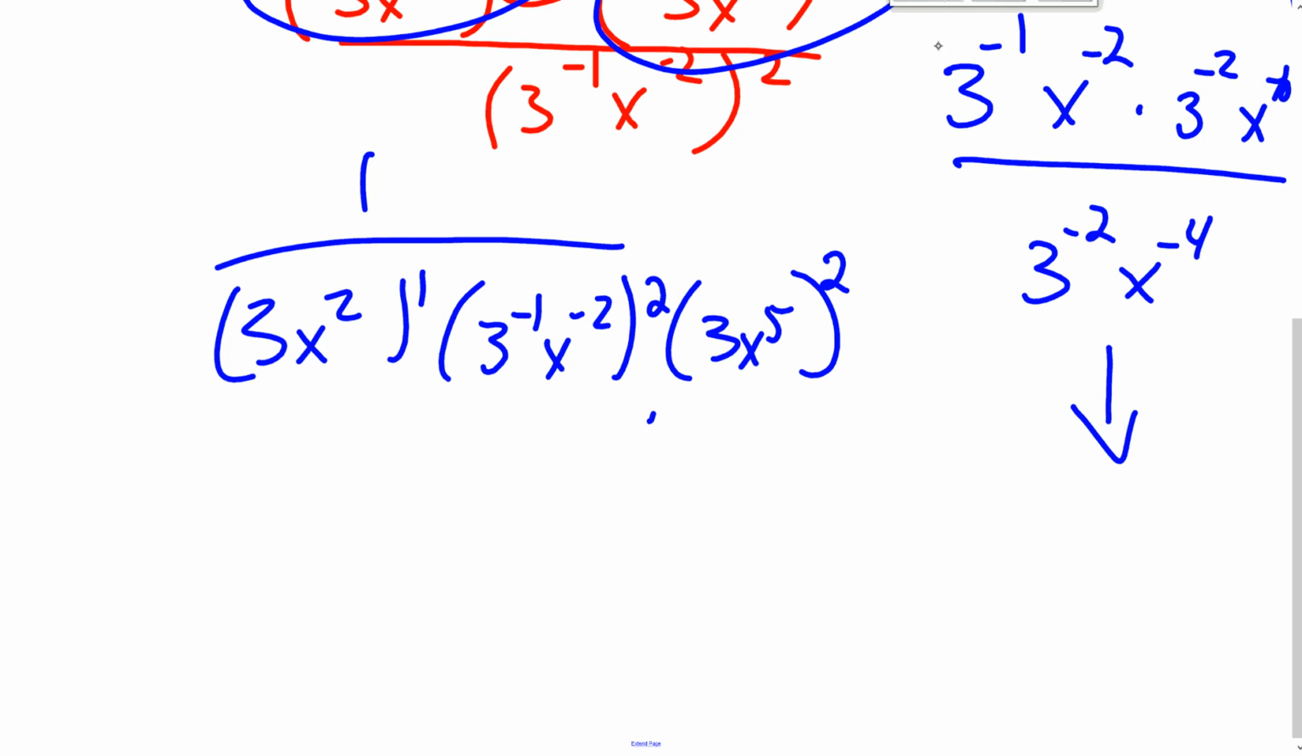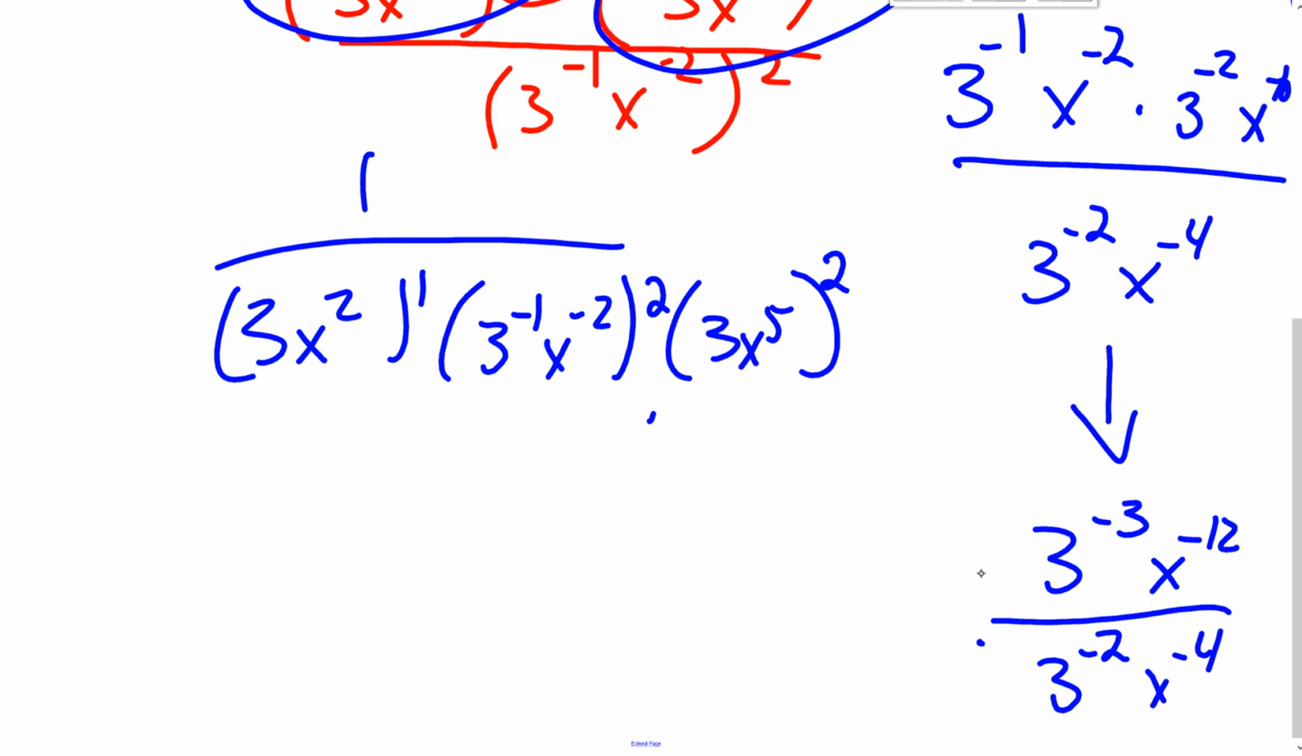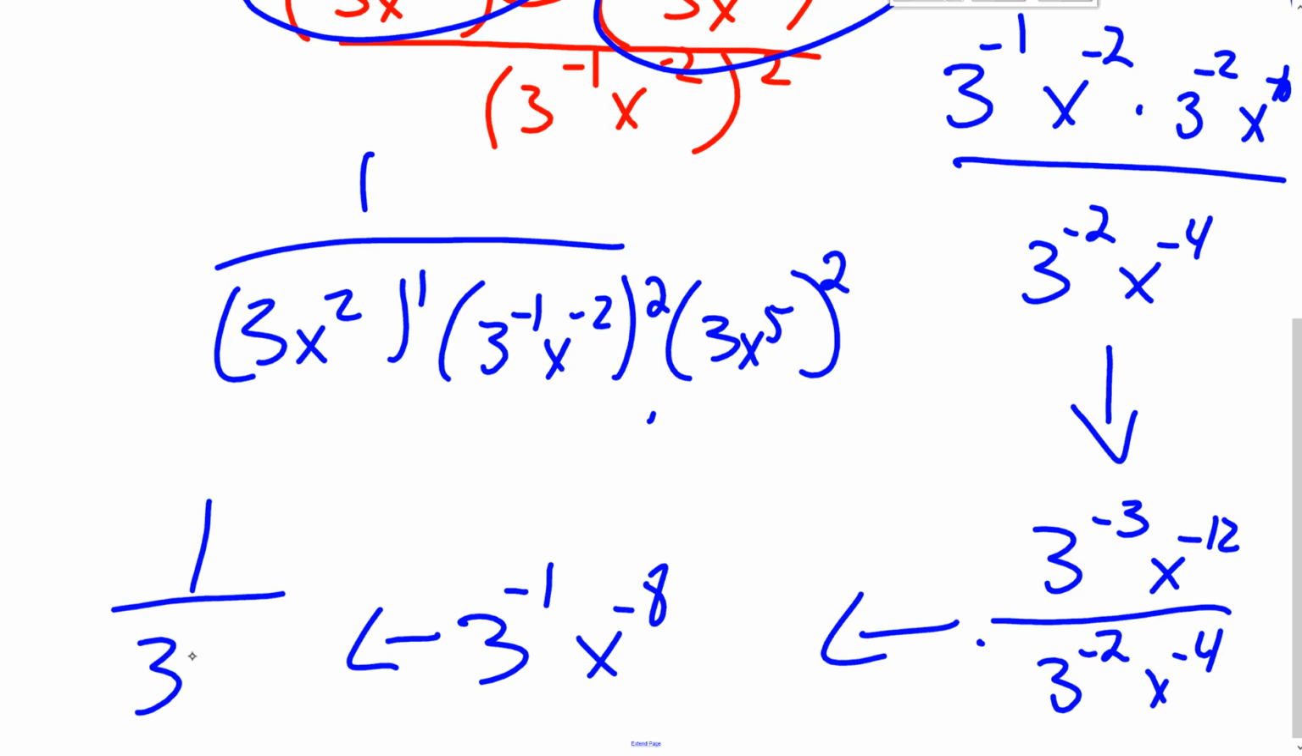And so 3 to the negative 1 and 3 to the negative 2 is 3 to the negative 3. And then x to the negative 2 and x to the negative 10 is x to the negative 12. And on bottom, I just have 3 to the negative 2, x to the negative 4. So I'm dividing by the same bases here. I get 3 to the negative 1, because negative 3 minus a negative 2 is plus 2, so that's where I get negative 1. So it's in the numerator currently. And then this would be x to the negative 8, which then I need to get rid of those negative exponents by moving them to the bottom. So 3x to the positive 8.